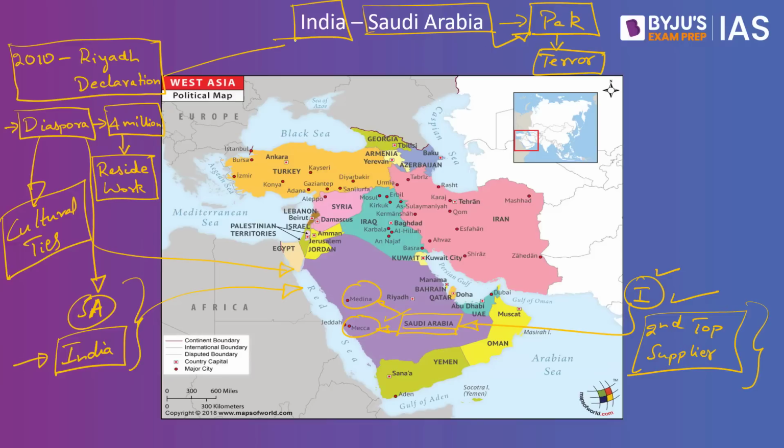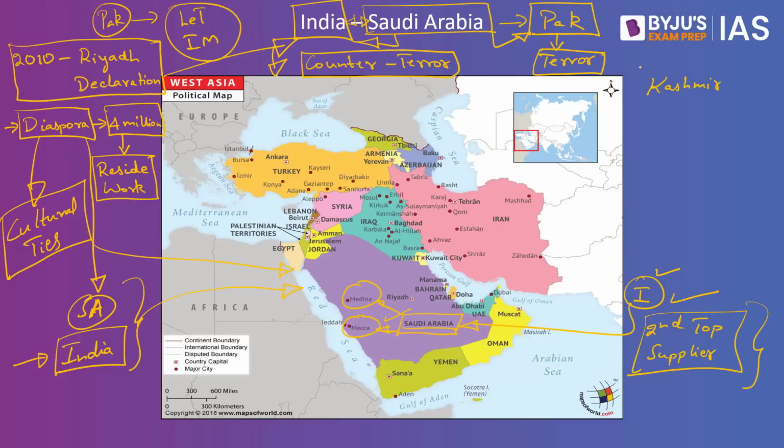But following the signing of Riyadh Declaration, during the visit of then Prime Minister Manmohan Singh, India-Saudi Arabia cemented a strong security and strategic partnership, and since then, Saudi Arabia has played a key role in helping India in counterterrorism and in tackling the threats posed by various terror groups such as Lashkar-e-Toiba, Indian Mujahideen and others, which have been directly backed by Pakistan.